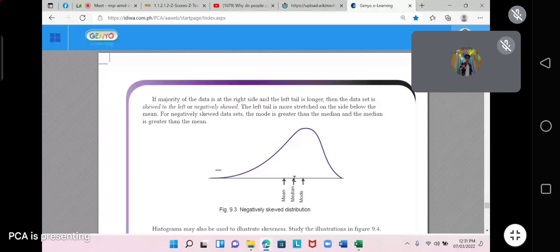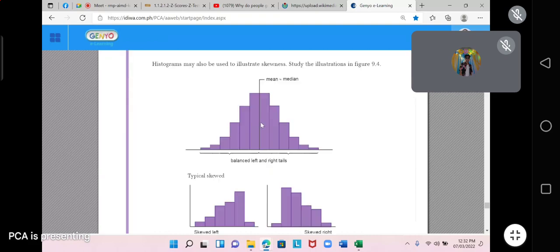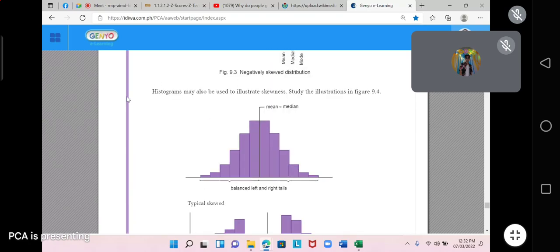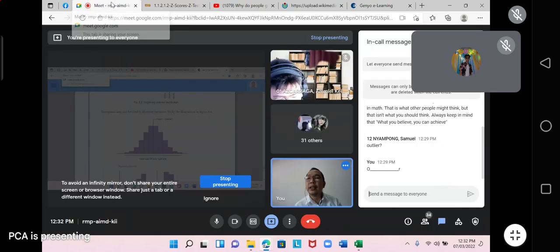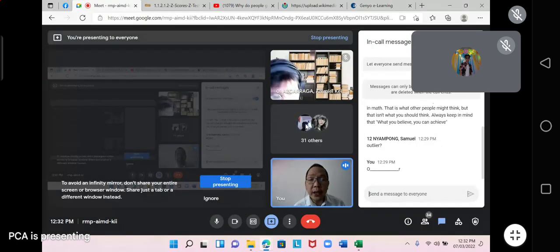But in the skewed curves, positively skewed and negatively skewed, this time negatively skewed, the mean is less than the median, and the median is less than the mode. You see this one. And then this one is the mean, median, mode. That is a histogram. So eventually we will be having a histogram, and we will have this in your graph.